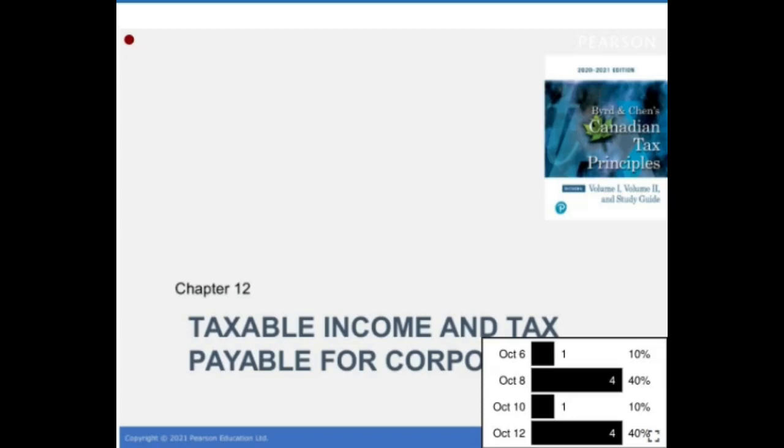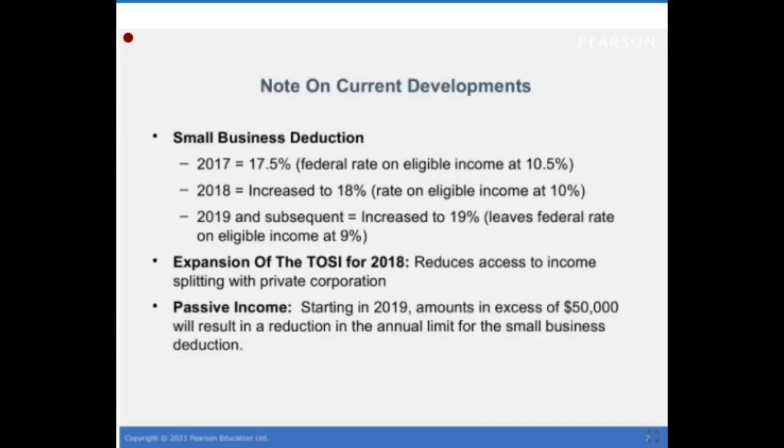So what I want to spend today covering is Chapter 12. And Chapter 12 is one of the most important chapters. This is where we get into the number crunching and the calculation, the basic fundamentals of calculating corporate tax. I'm just going to turn to the first slide here, which is basically an update on some of the new developments.